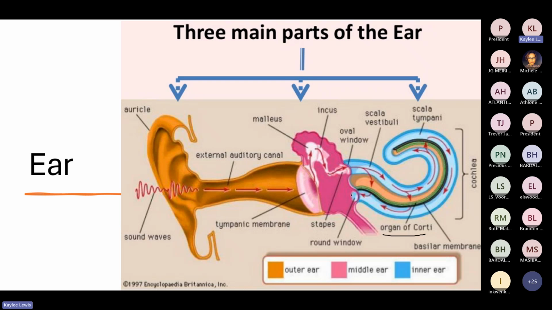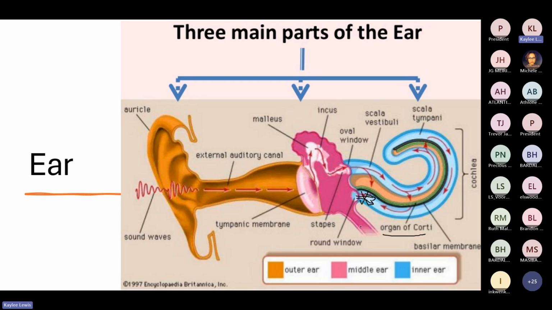Then we also have the round window. So the round window is going to absorb any pressure waves, so they don't bounce back and distort our sound. So instead of that happening, it absorbs the pressure waves and doesn't allow an echo to happen.